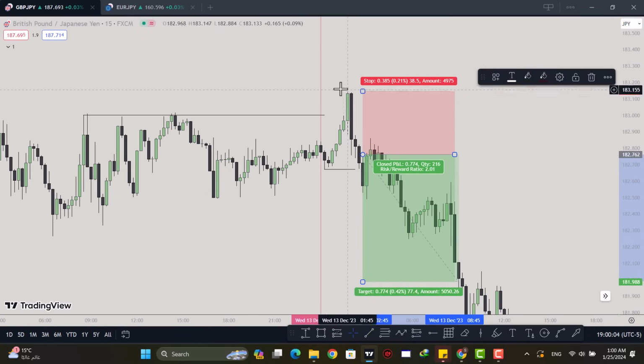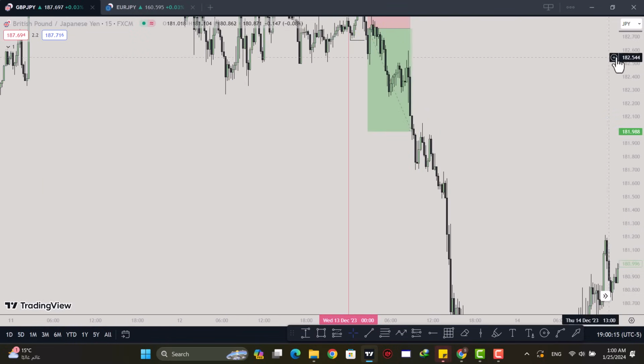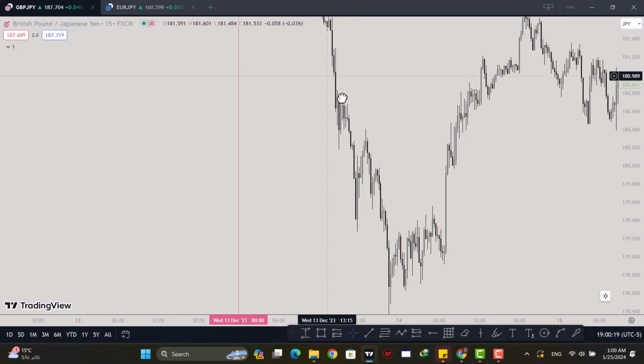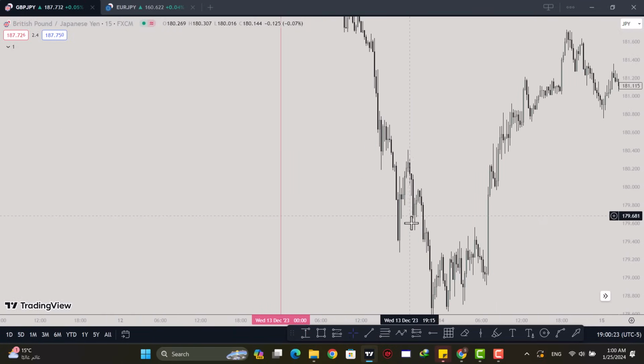There is a high probability that this is going to be the high of the day, so you can catch the whole daily range. And as you can see, price just kept trading lower and lower and lower.